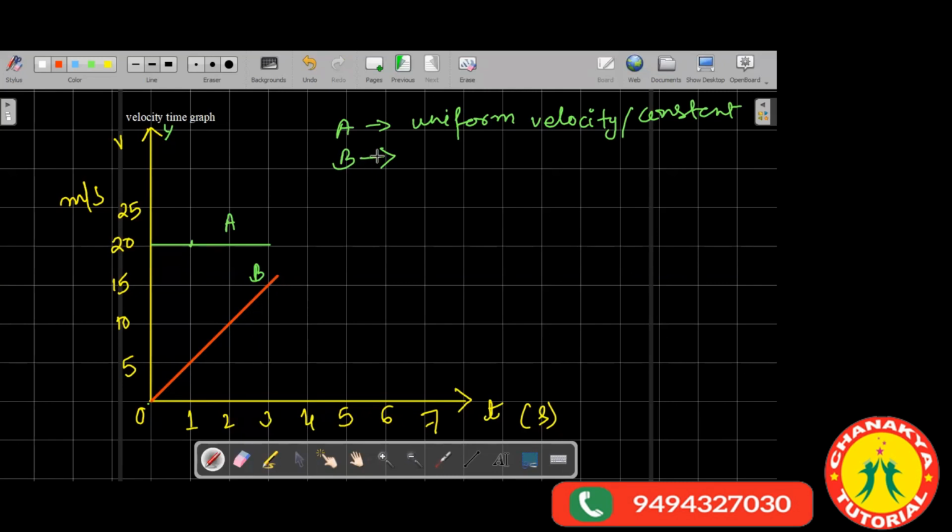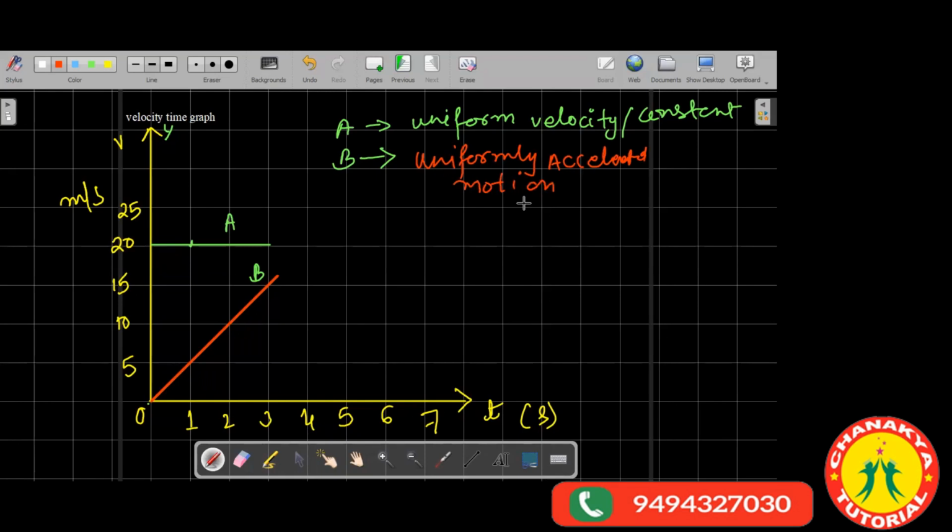Okay. So the graph B represents non-uniform motion, or we better call it uniformly accelerated motion. Got it? Understood?